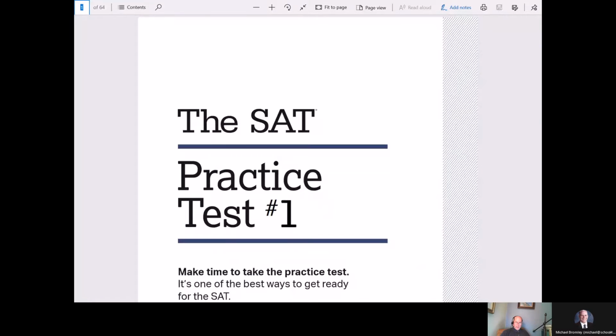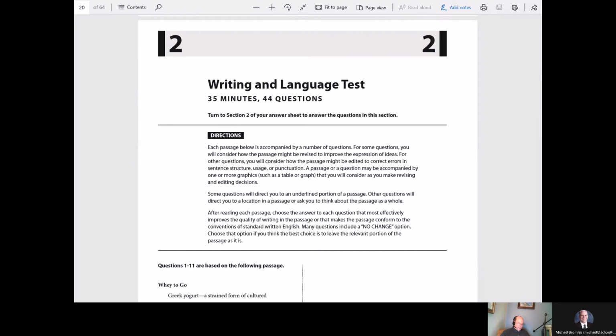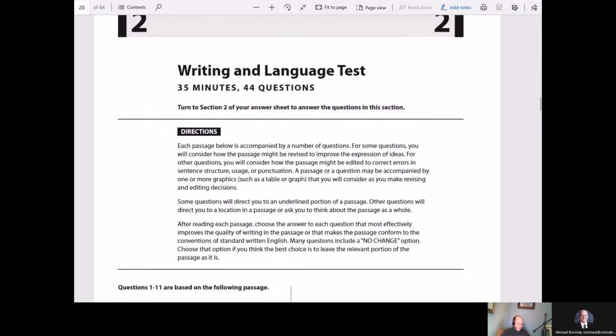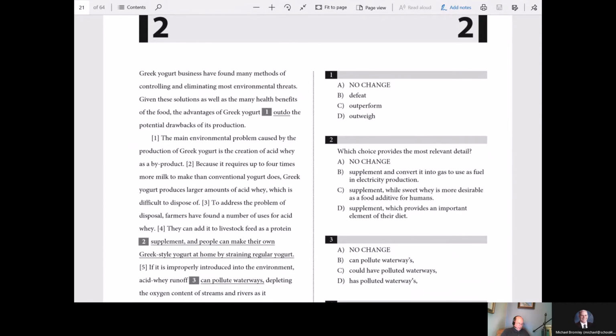So I'm going to move this over to my tablet here, and we'll take a peek at it. So here we go. Okay, we got practice test 1. I'm going to move down to the writing section, and here is the writing section. I'm going to go straight to question number 2, which she got wrong here. Okay, which choice provides the most relevant detail?